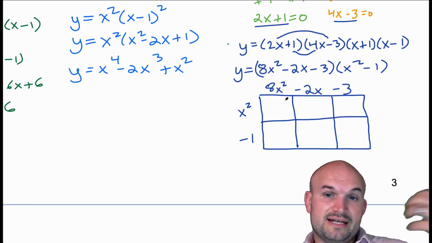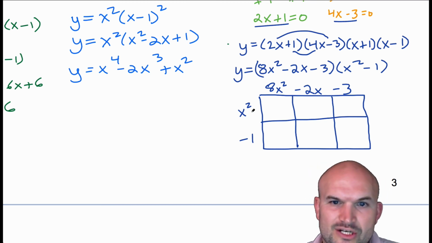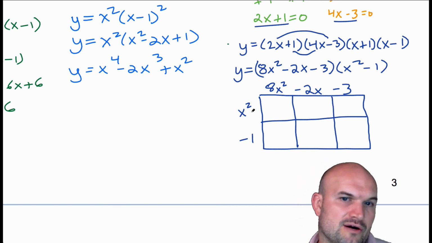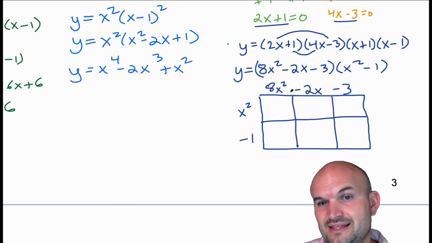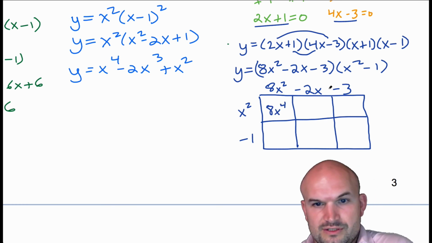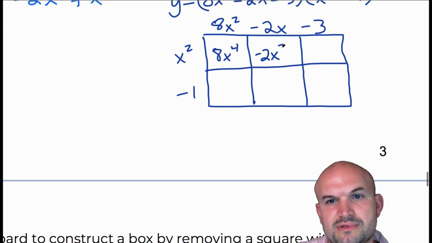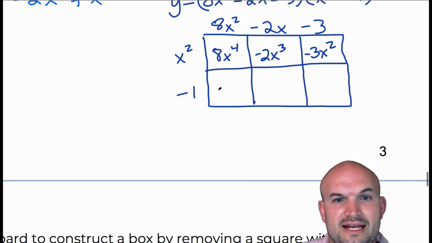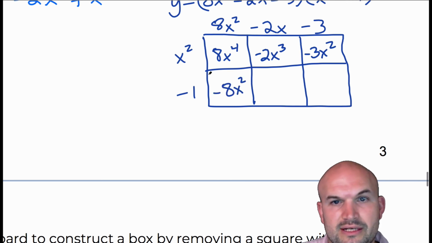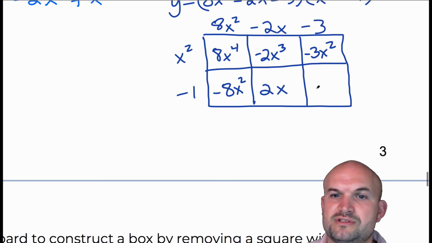So to find the product, basically what I'm doing is finding the area of each and every one of these rectangles. The reason why I like this is it just keeps everything nice and organized. I'm not worried about negative signs, or mixing things up. So now just find the length and width of each of these boxes. x squared times 8x squared is 8x to the 4th. I'm actually going to zoom in one more time. x squared times negative 2x is a negative x cubed. x squared times negative 3 is a negative 3x squared. Negative 1 times 8x squared is a negative 8x squared. Negative 1 times negative 2x is a 2x. And negative 1 times negative 3 is going to be a positive 3.